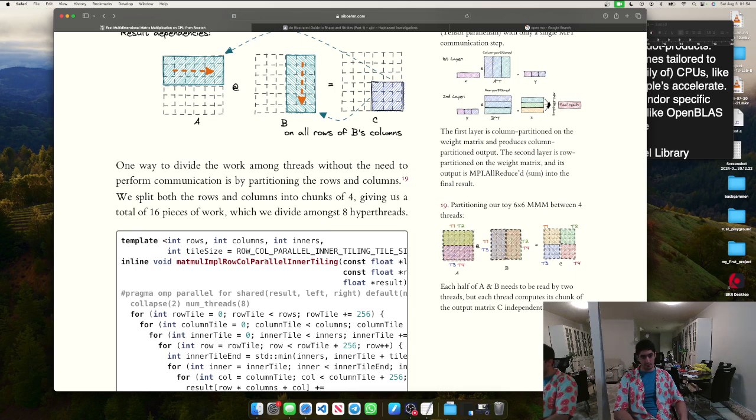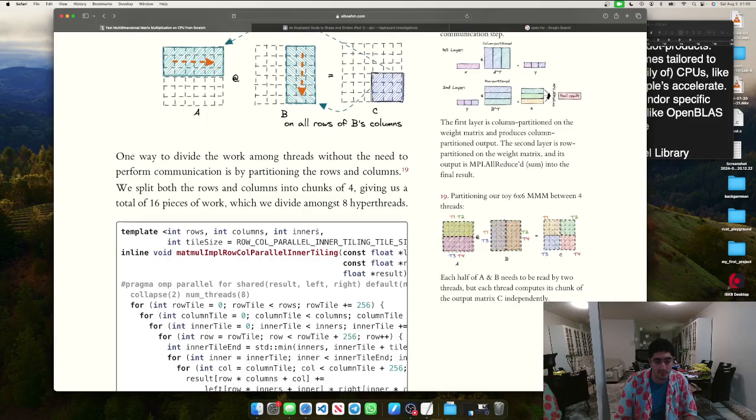Maybe. I'm not sure why he's doing that, but anyways, one way to divide the work among threads without the need to perform communication is by partitioning the rows and columns. We split both the rows and columns into chunks of 4, giving us a total of 16 pieces of work to divide amongst 8 hyperthreads.